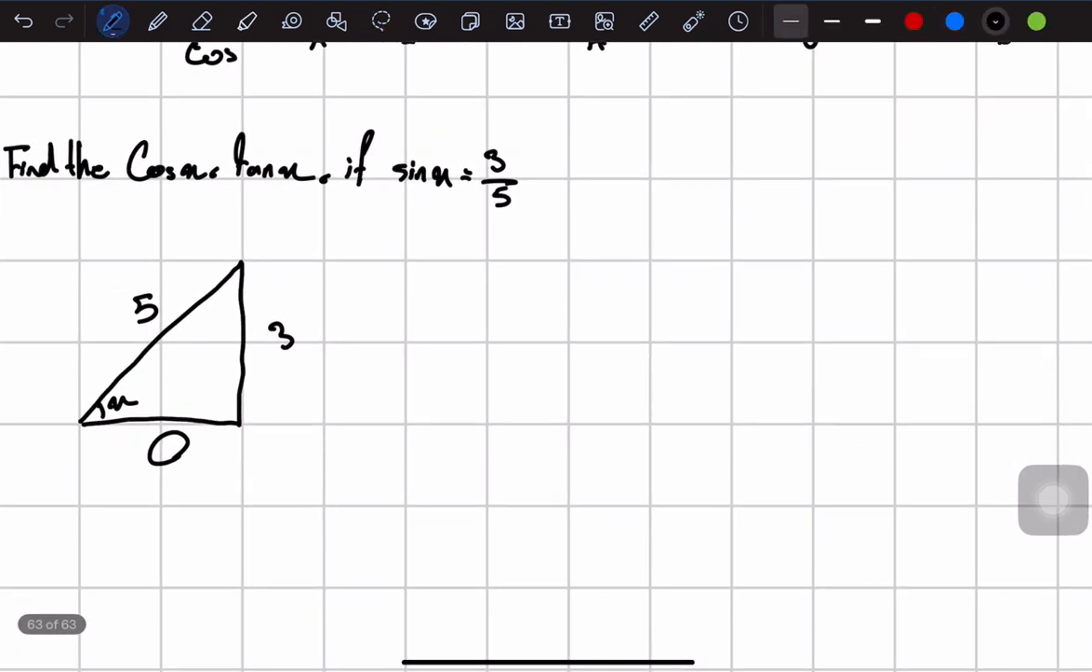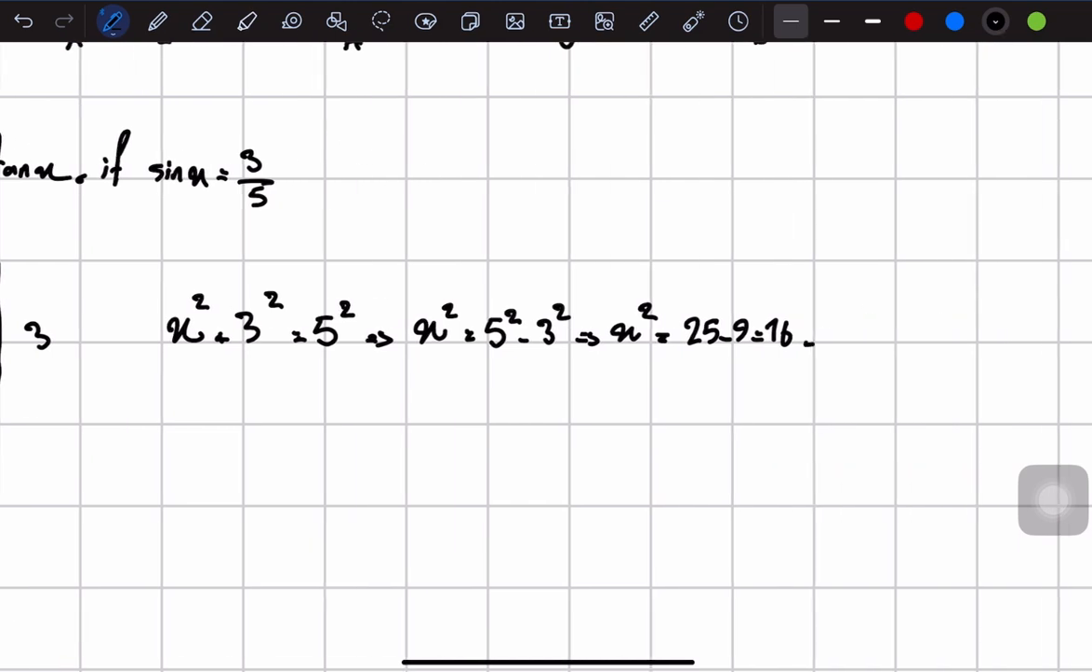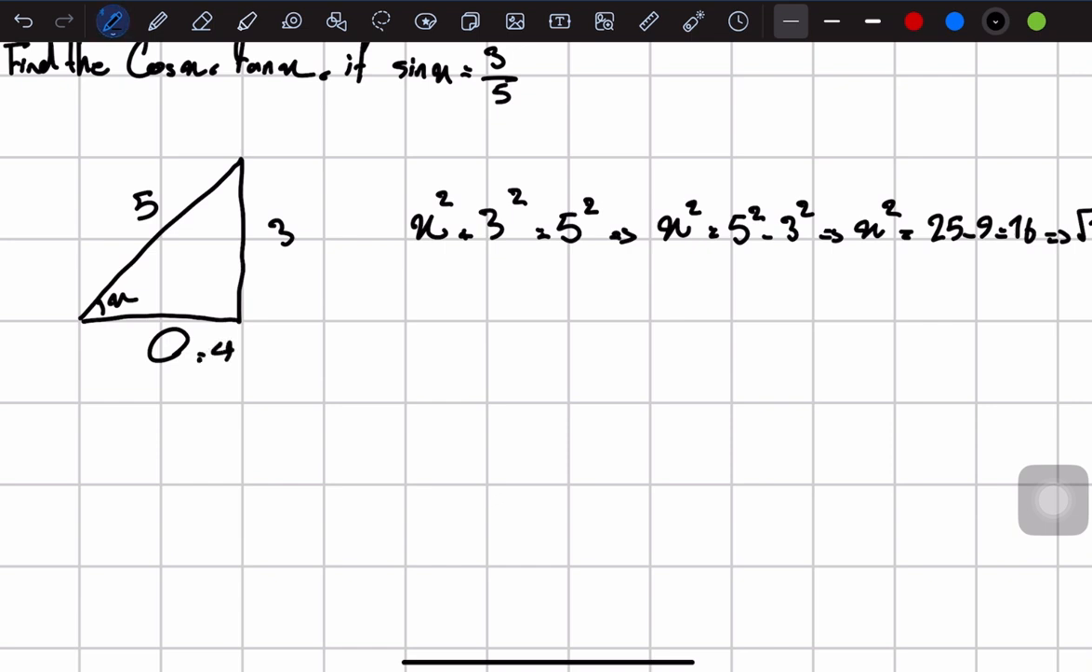Okay, how should we calculate this? There's an x to the power of 2 plus 3 to the power of 2 is equal to 5 to the power of 2. If you move this one, x to the power of 2 is equal to 5 to the power of 2 minus 3 to the power of 2, which is x to the power of 2 is equal to 25 minus 9 is equal to 16, and the square root of 16 is equal to 4. So that side is equal to 4.